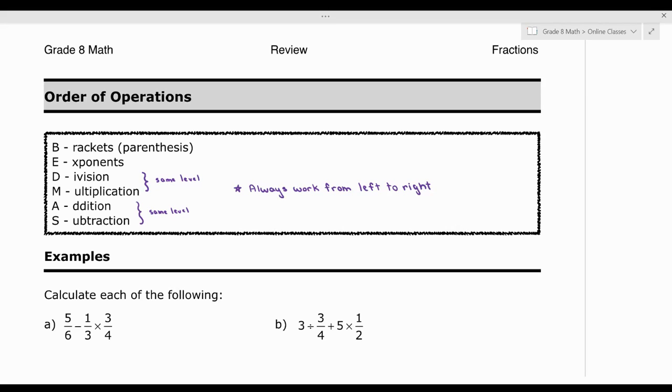Today we're going to wrap up our review of fractions by looking at applying order of operations. So a quick reminder, most of you probably know what's known as BEDMAS, where the B stands for brackets, E stands for exponents, D stands for division, M is multiplication, A is addition, and S is subtraction. Sometimes instead of BEDMAS, people will refer to it as PEDMAS, so they talk about the brackets as being parentheses.